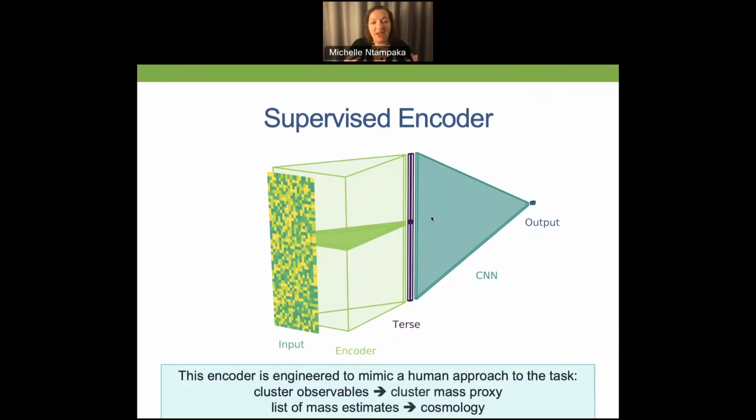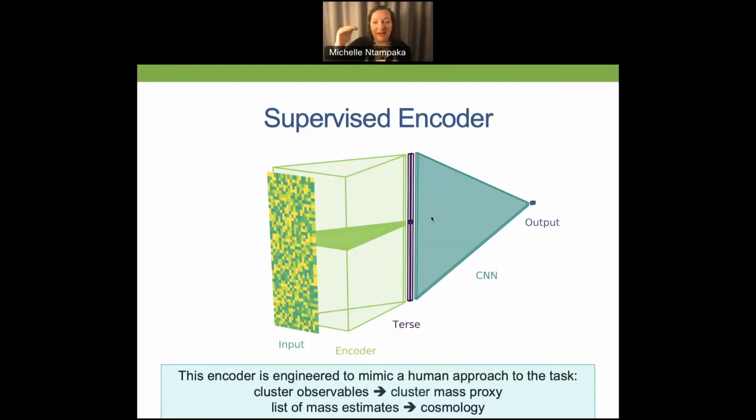I then have an encoder. You can see in the slice of solid green, my encoder acting on a single galaxy cluster. It's going to take that cluster and summarize it as a single parameter. I'm going to call that parameter the Terse value, but you and I both know that it's a mass proxy. We're taking those cluster observables and turning them into the cluster mass.